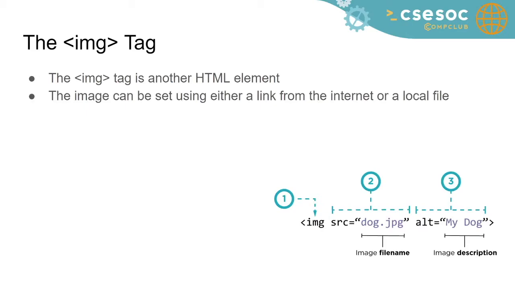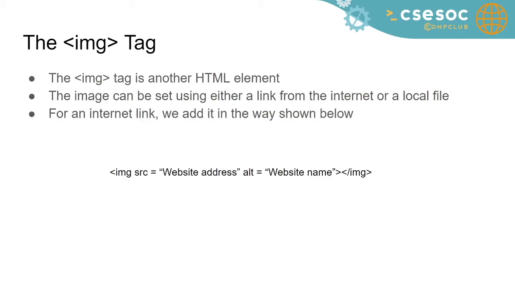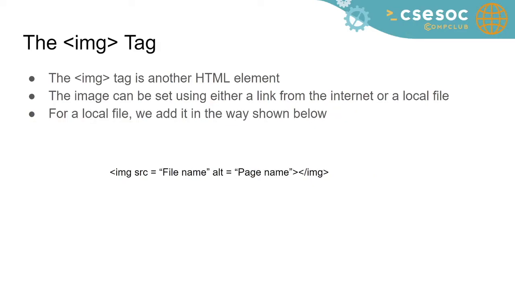So the image can be set using either a link just from the internet or a local file, just like what Kenneth mentioned just then. For an internet link, it's a bit different to the way Kenneth mentioned, in that we add it in the way shown below. So instead of having our source as being the file name of your image, it would just be the website address of the image. And everything else is pretty much the same.